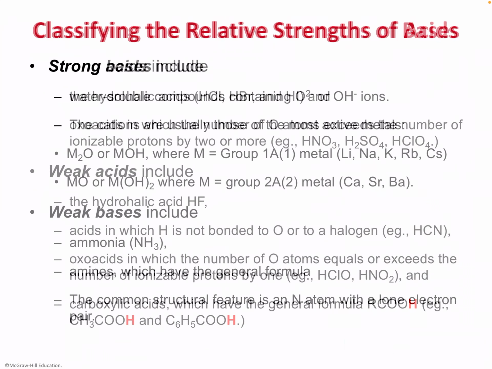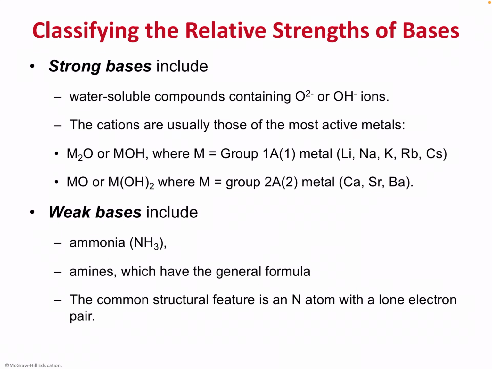So if you go to the next slide, relative strengths of bases. Strong bases, Arrhenius strong bases include water-soluble compounds. They could contain either oxides or hydroxide ions. The cations are usually those of the most active metals. Not all hydroxides are strong, but the hydroxide has to be combined with one of these metal ions in order to be a strong base.